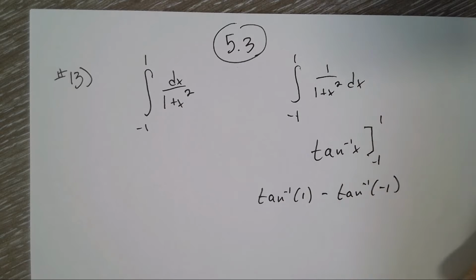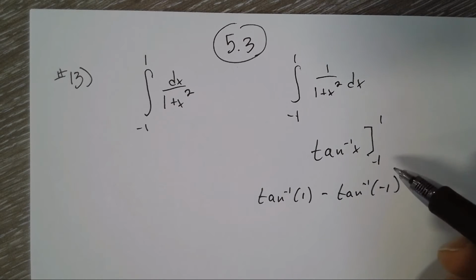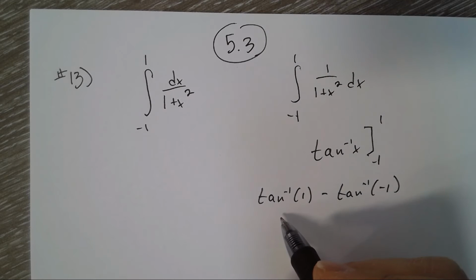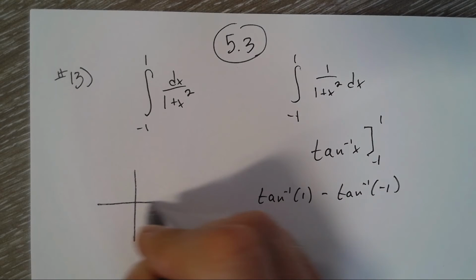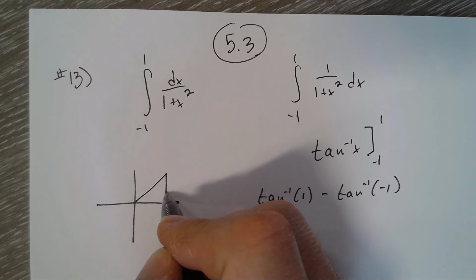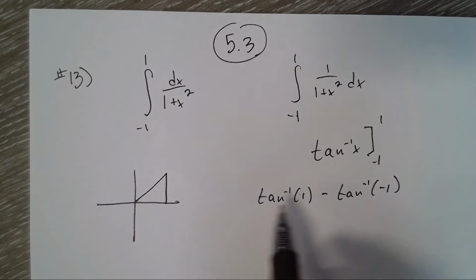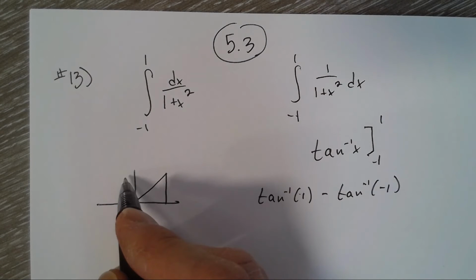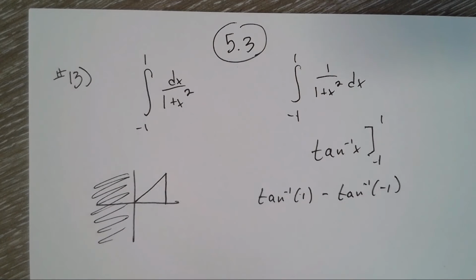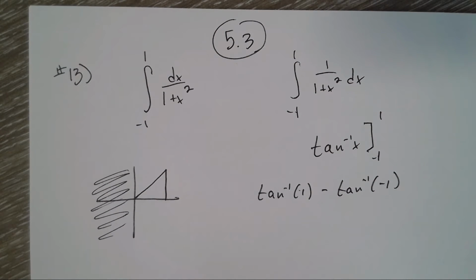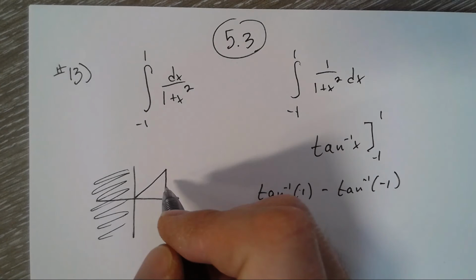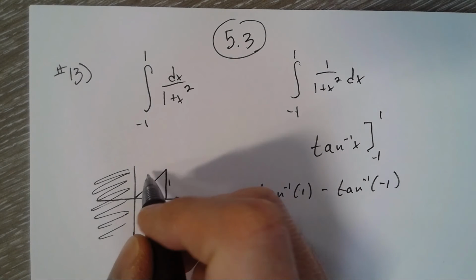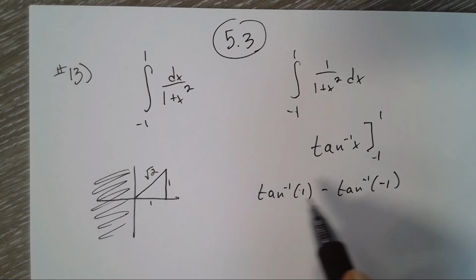Anytime you're evaluating an inverse trig function, ask yourself what angle has a, and in this case, what angle has a tangent of 1. So on the unit circle, inverse tangent only exists in quadrants 1 and 4, so we don't have to worry about that over here. If you have questions about that, I'll explain that in a different video. Inverse tangent of 1. So this angle right here, 1, square root of 2.